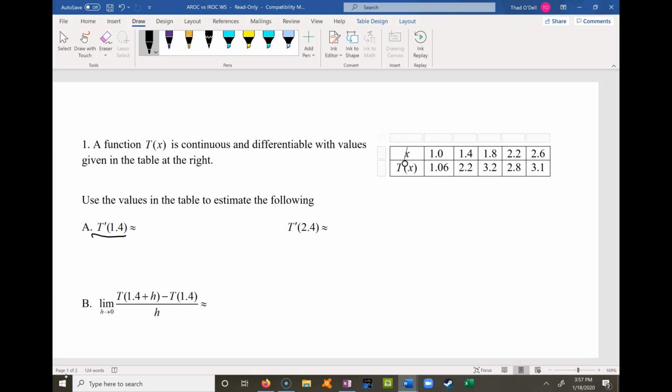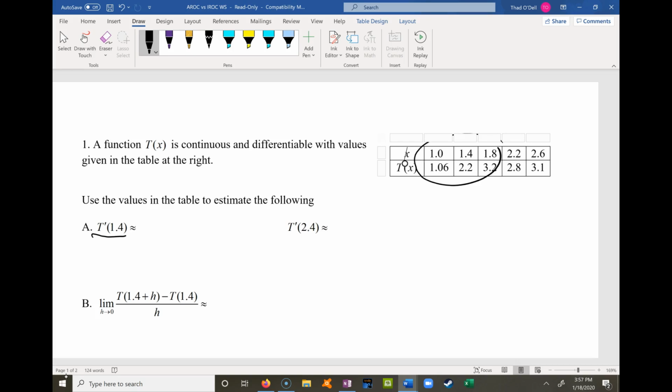Okay, so because we don't know what the equation of T looks like, we can't really use the method we know to find the derivative, so we have to estimate it. We estimate it using average rate of change. So now because 1.4 is sitting right here, we can use a number of different things to estimate it.